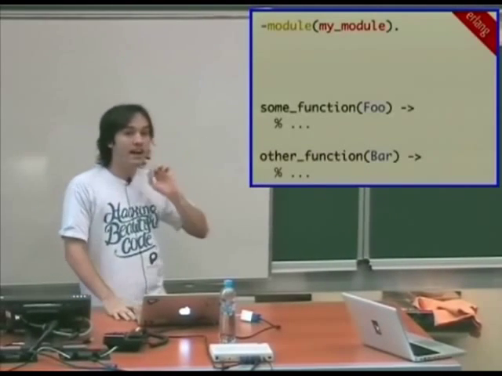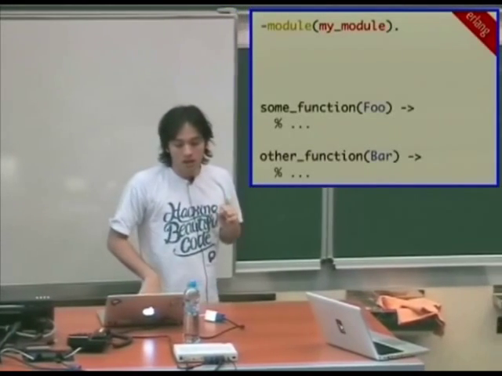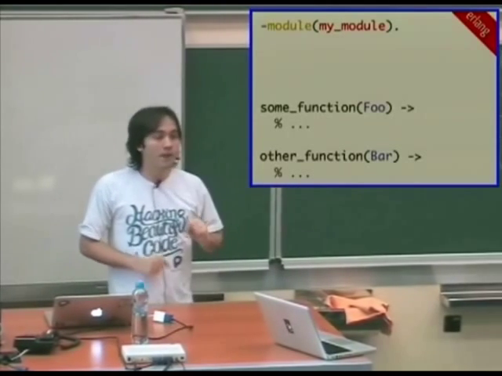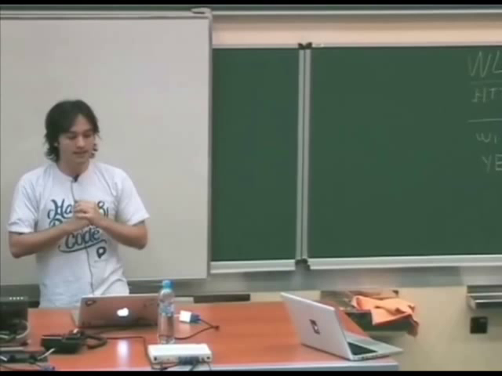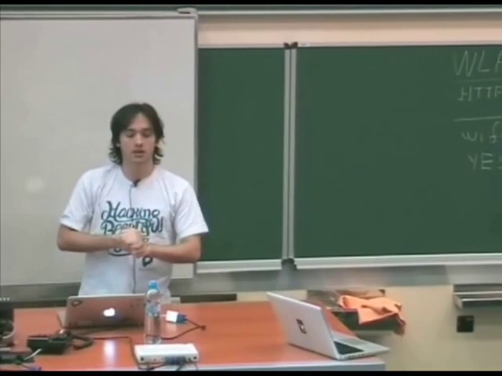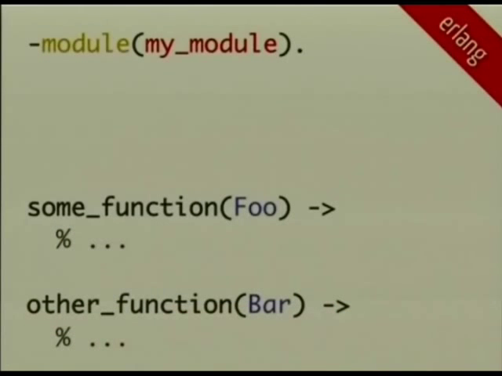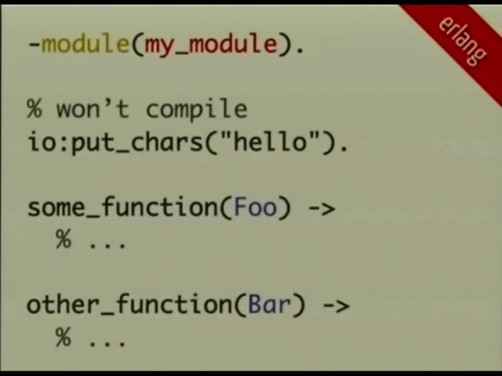So here's an example of Erlang code. Here, I'm defining a module called myModule, and I'm defining two functions. One is some function, and the other is called other function. Both of them receive one argument. And just for example, if I want to print something while my module is being compiled, while my module is being defined, I cannot do this. This is not going to compile, because a module in Erlang is a special place, and you can just put some very specific instructions in there. So we can't do this.